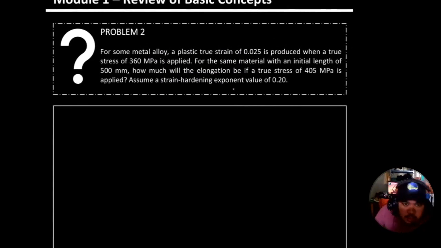For some metal alloys, a plastic true strain of 0.025 is produced when a true stress of 360 megapascals is applied. For the same material with an initial length of 500 millimeters, how much will the elongation be if a true stress of 405 MPa is applied? Assume a strain hardening exponent value of 0.2. Okay, I'll ask a few questions. What do you think is the relevant formula for this question? There's actually only one relevant formula that we will use.